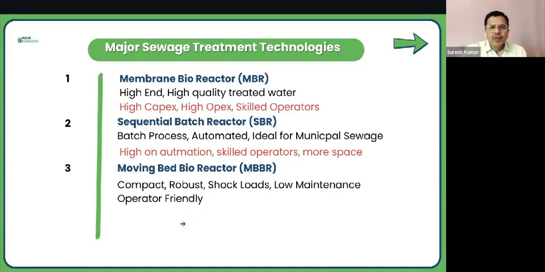Okay. Now, MBBR by nature, because it has less automation, has less maintenance. And it is more friendly to operators. Even semi-literates will be able to handle an MBBR STP.